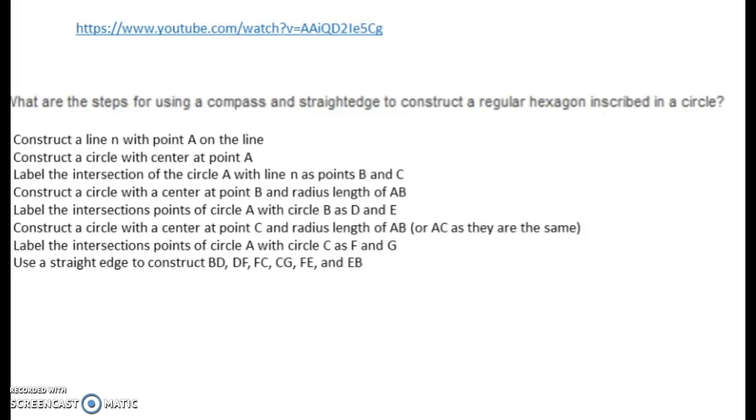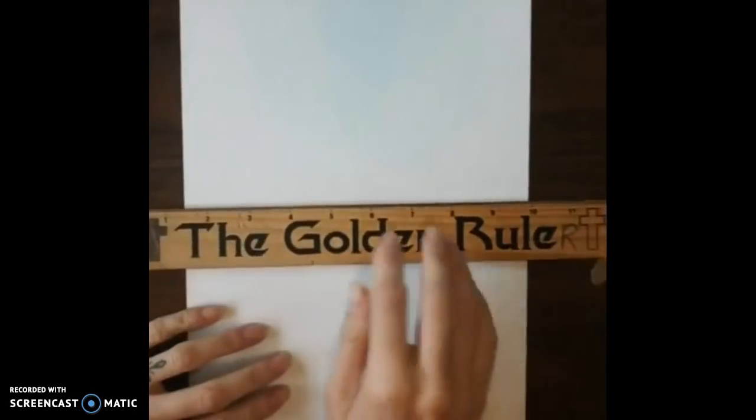Alright, and then the last type of question says, what are the steps for using a compass and straight edge to construct a regular hexagon inscribed in a circle? So let's go check that out. Okay, so here is a method to construct a regular hexagon inscribed in a circle.